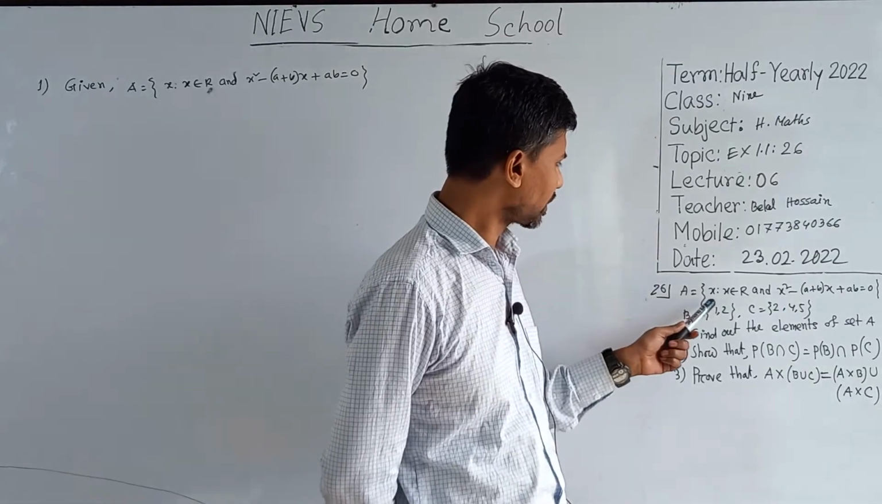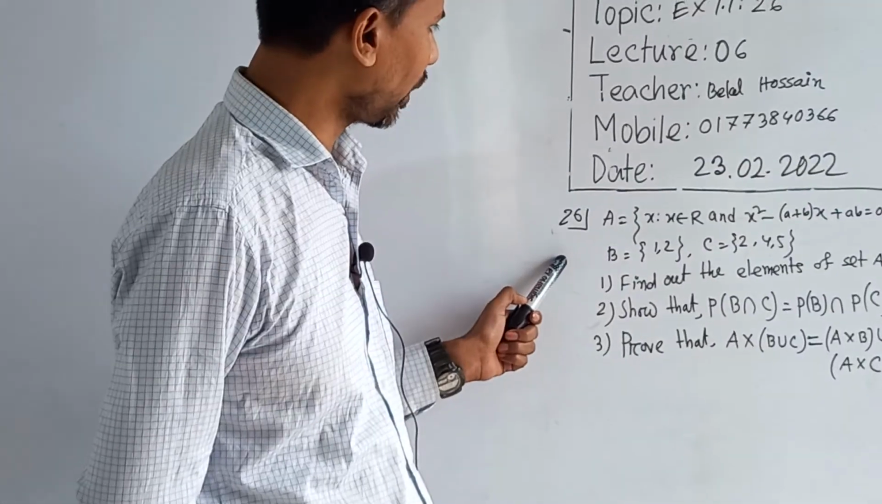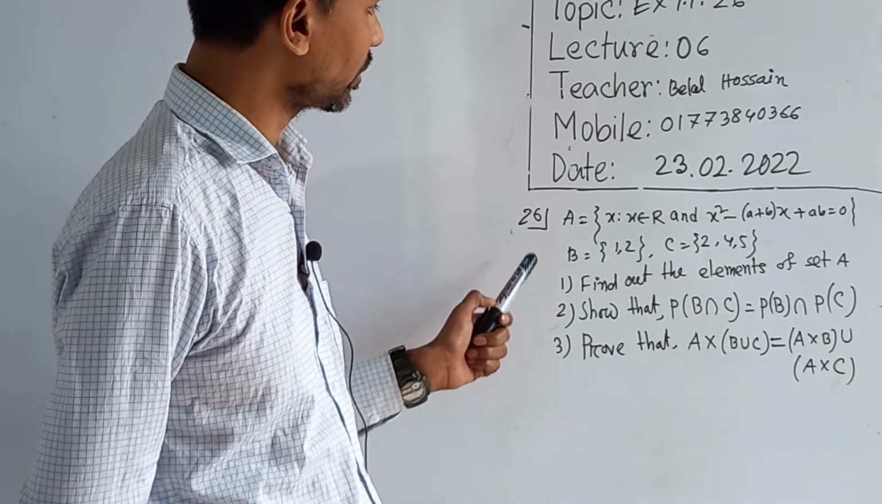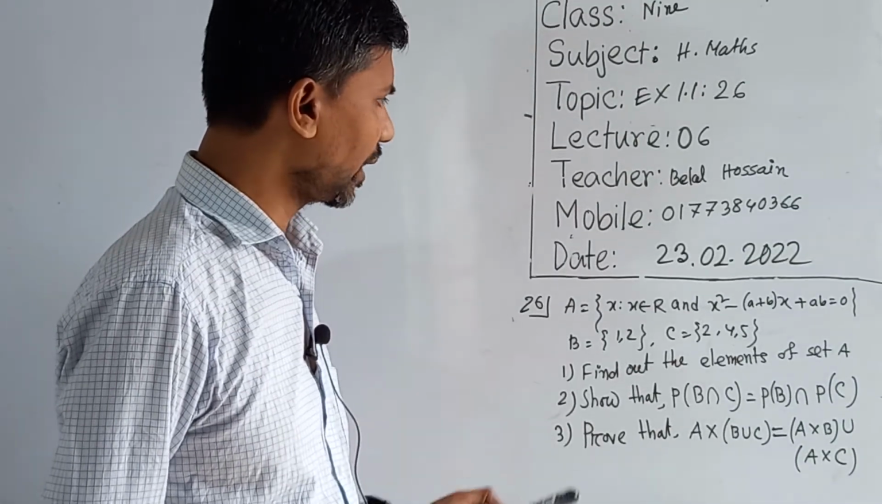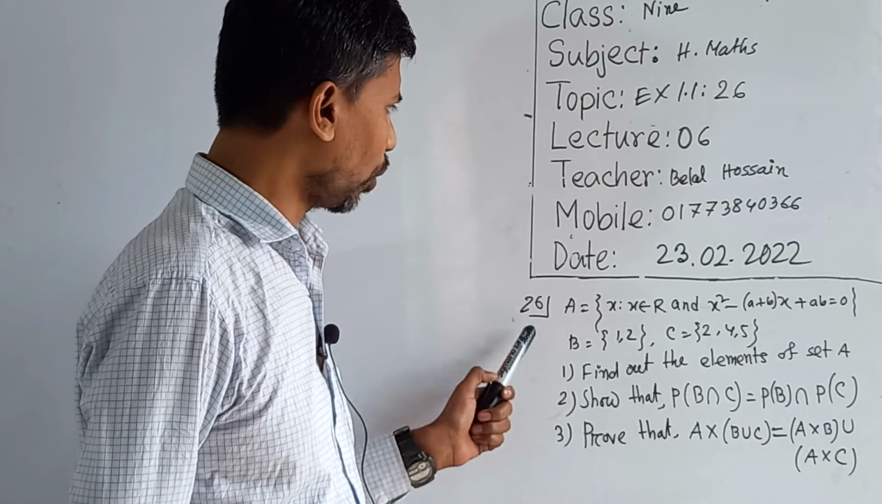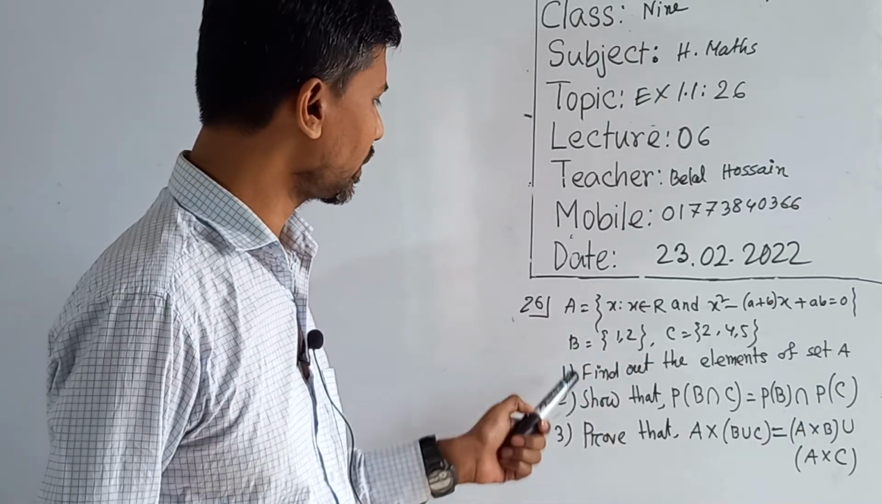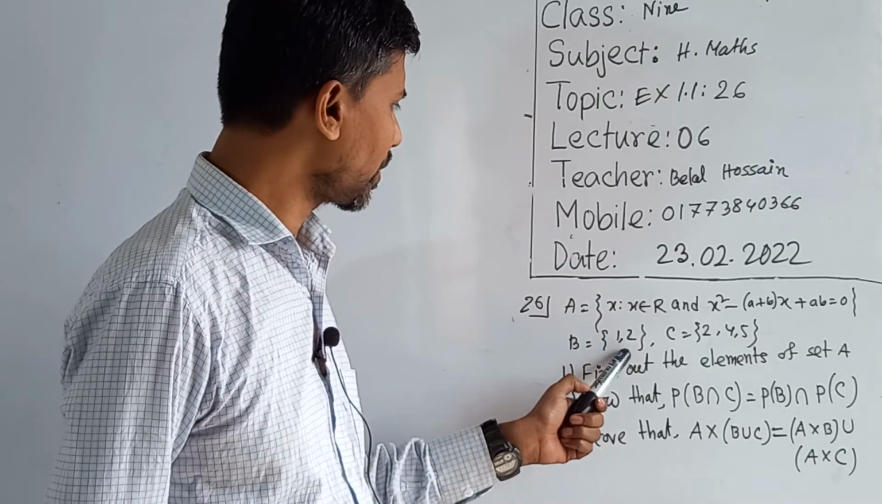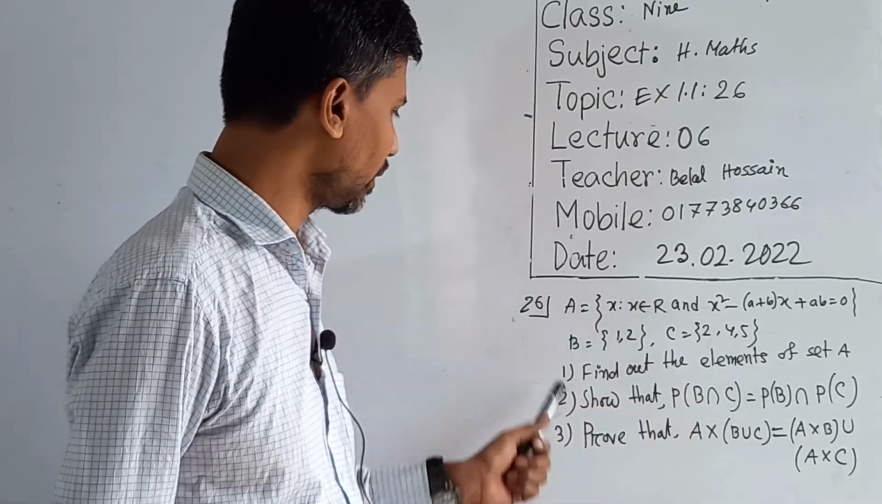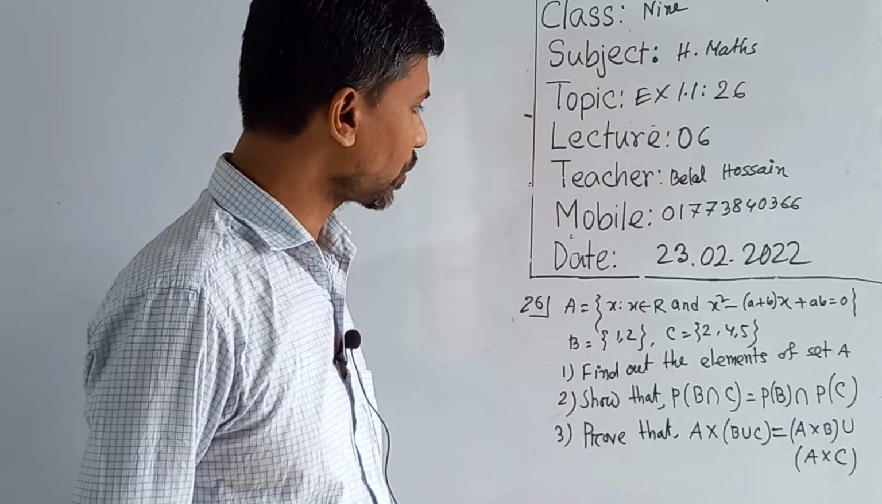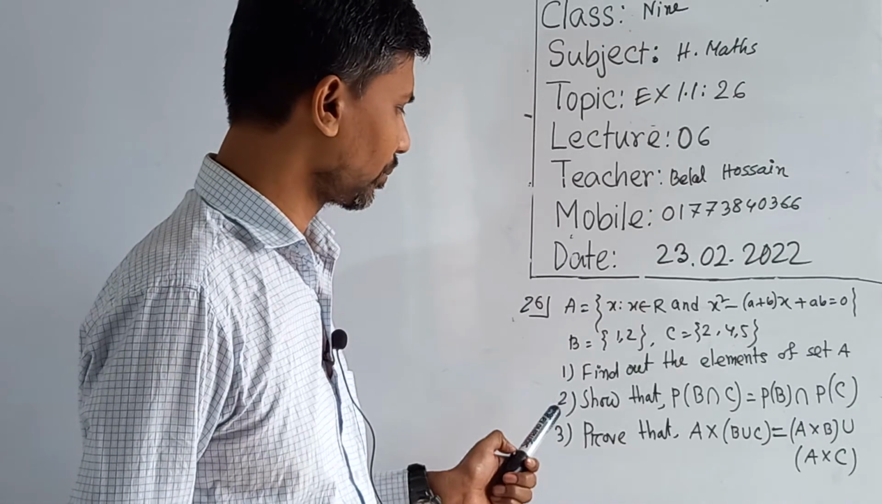A equals {x such that x belongs to R and x squared minus (a plus b) x plus ab equals 0}. This is the stem. Also given B equals {1, 2} and C equals {2, 4, 5}. These are the elements of set B and set C. Now the questions. Number 1: Find the elements of the set A.